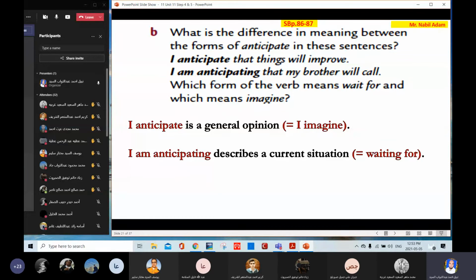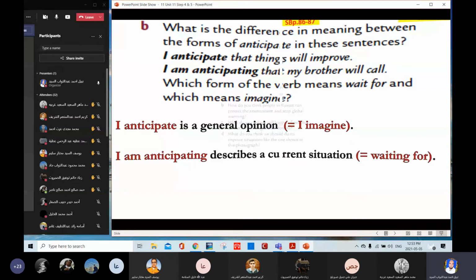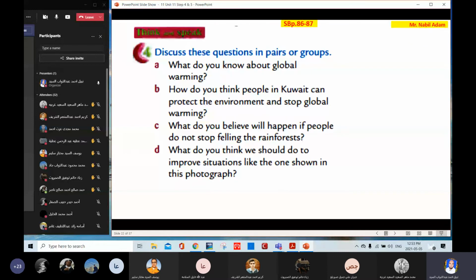Dynamic verb. Now, we've got here 4 questions. We are going to discuss these questions later, but please prepare answers for these questions. About what? About global warming. What do you know about global warming? How do you think people in Kuwait can protect the environment and stop global warming? And what do you believe will happen if people do not stop filling or cutting down the rainforests? What do you think we should do to improve situations like the one shown in this photograph? Okay, so you are going to answer these questions later about global warming.